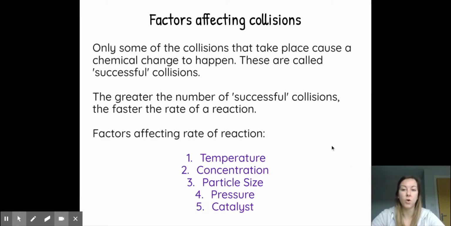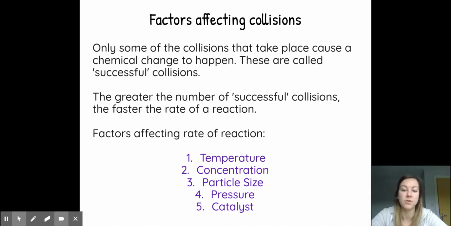So like I said, not all of the collisions are successful, even if they have the correct geometry, but these are called successful collisions if they have the correct geometry and have the correct energy or the sufficient energy. The greater number of these successful collisions, obviously the faster the reaction, and that is something everybody should be very aware of from National 5. The more collisions, the faster the reaction.